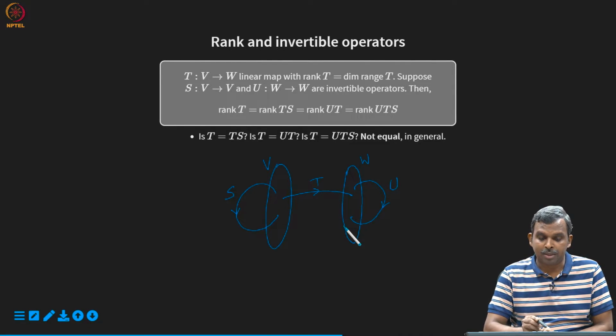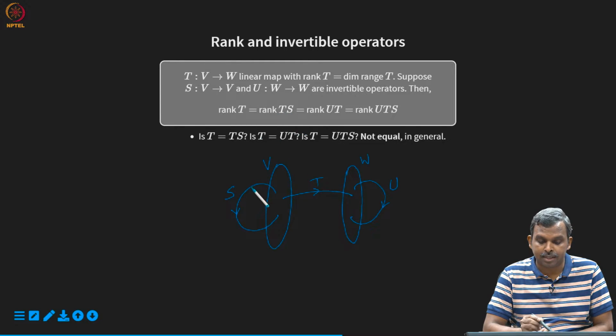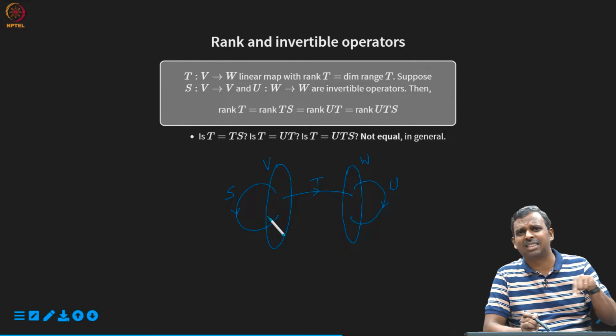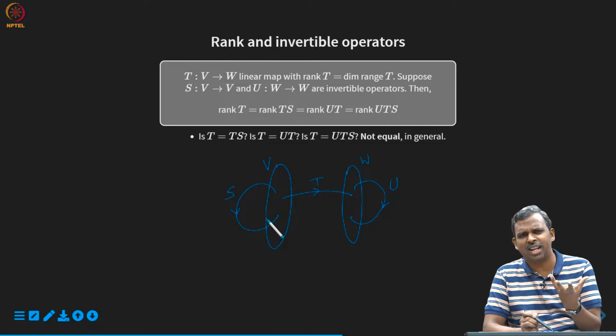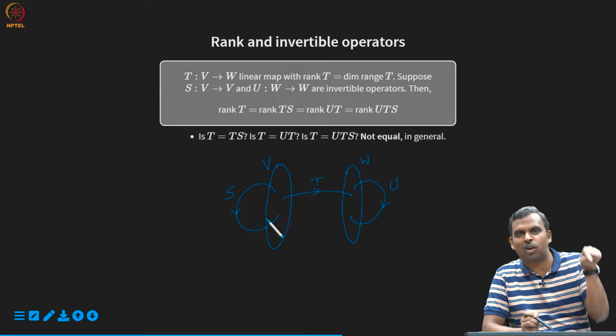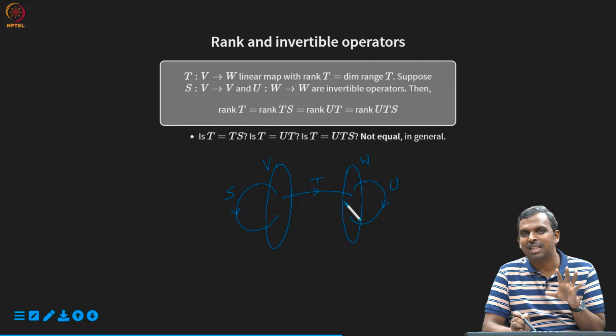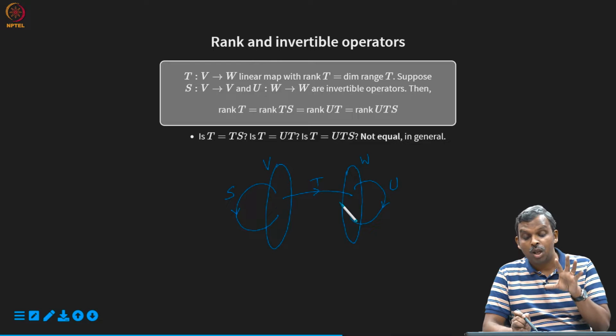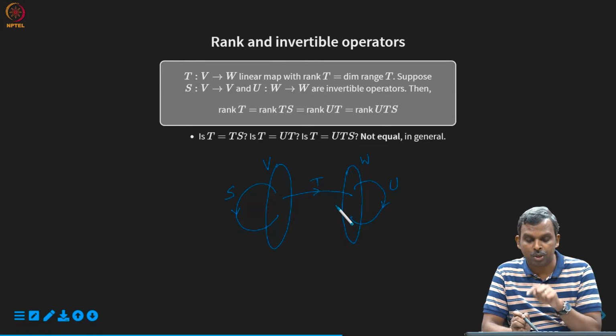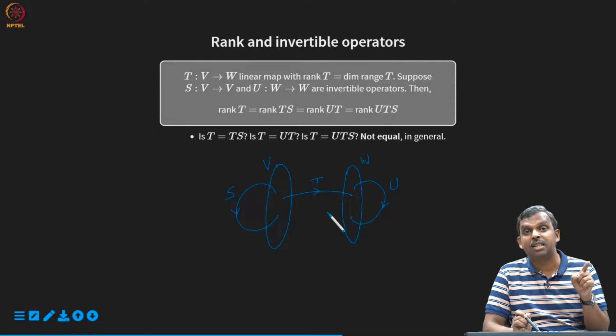Now notice what happens when you do the composition TS. When you compose TS, you take a vector and apply S first. When you apply S first, you are not really doing any change. It's an invertible thing. Whatever you got here, you can go back also, right? And then you apply T. So nothing should really change, right? But you should be careful with what changes. The operator changes. Is T equal to TS? No, the operator changes definitely.